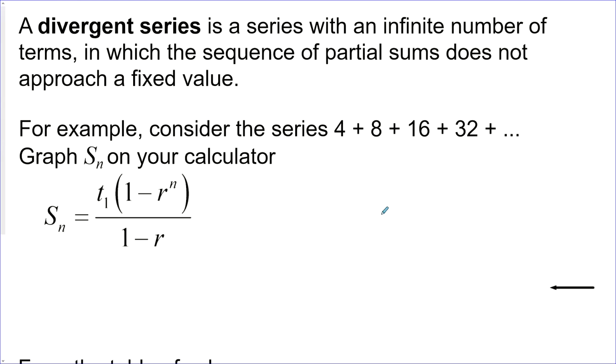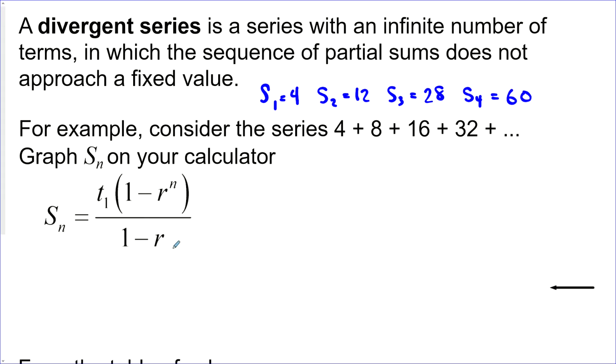A divergent series, on the other hand, is a series with infinite number of terms, and this sequence does not approach a fixed value. So for example, this, we would have S1 here is 4, S2 would be 12, S3 would be 28, and S4 would be 60. So you can see that this is just getting larger and larger.